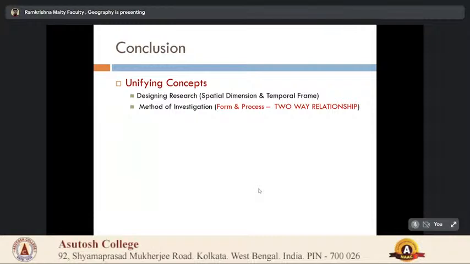Now, I would like to conclude my discussion today. If you would like to design your research, what would be its spatial dimension, what would be the study area, and what would be the time frame, your first concept of scale dependency has to be understood. And if you would like to select the method of investigation, then your understanding of the two-way relationship of form and processes is very important. Process regulates the form, and at the same time, form regulates the working of the processes. So these two-way relationships are very important to understand the self-regulatory nature of the landscape.